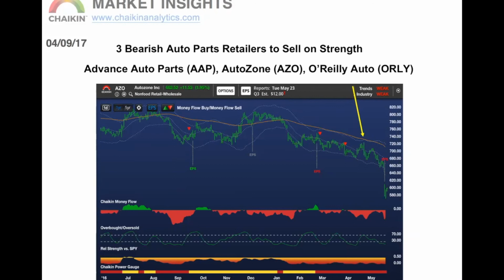AutoZone has given up a lot of that gain. I think it was down 15 or 17 points today. And we're going to see what these other 2, Advanced Auto Parts and O'Reilly, did.